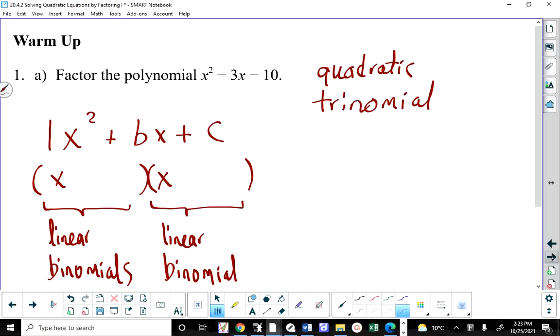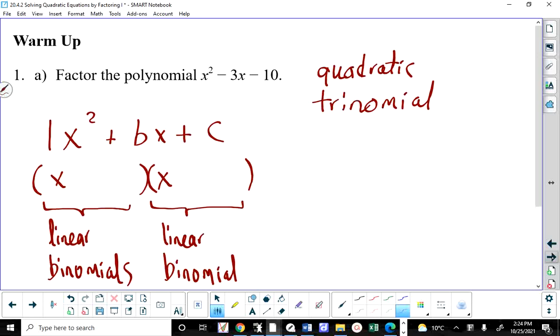I put a lot of thought into how I design these lessons and what I decide to say, and I'm saying this is important because then when you get to 30, when I start talking about a cubic binomial or a cubic trinomial or a quartic, you're familiar with the language, even though you don't know what cubic and quartic means.